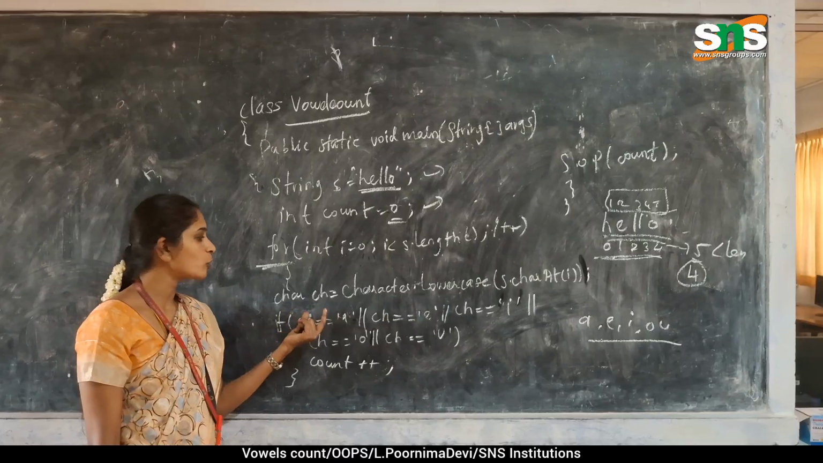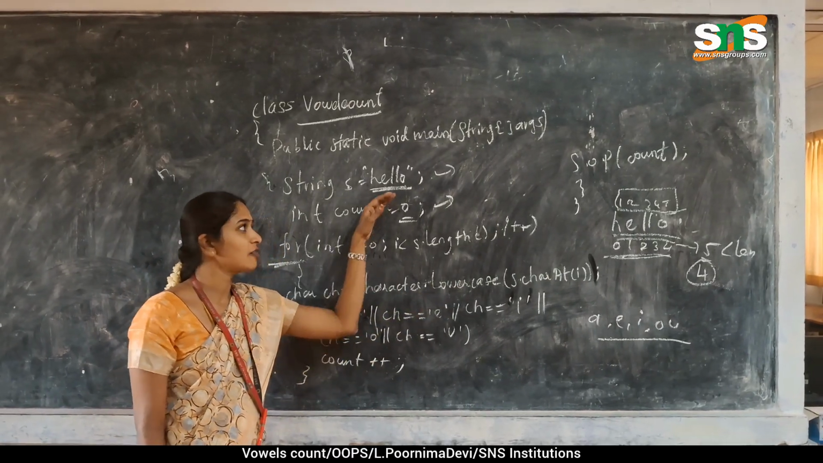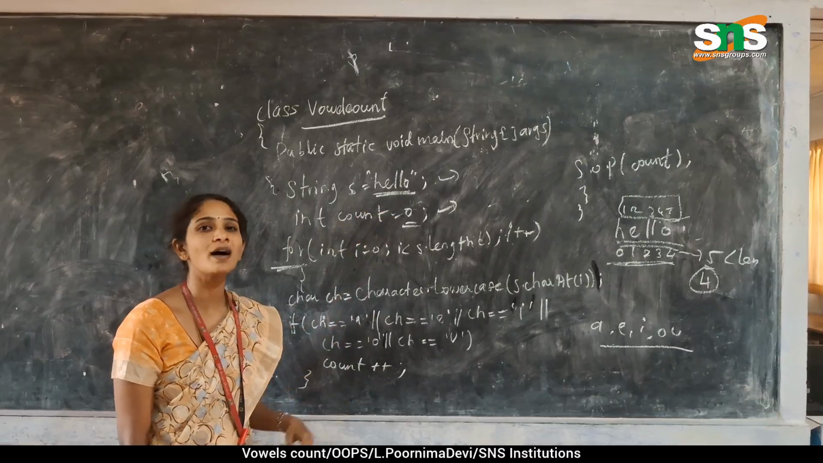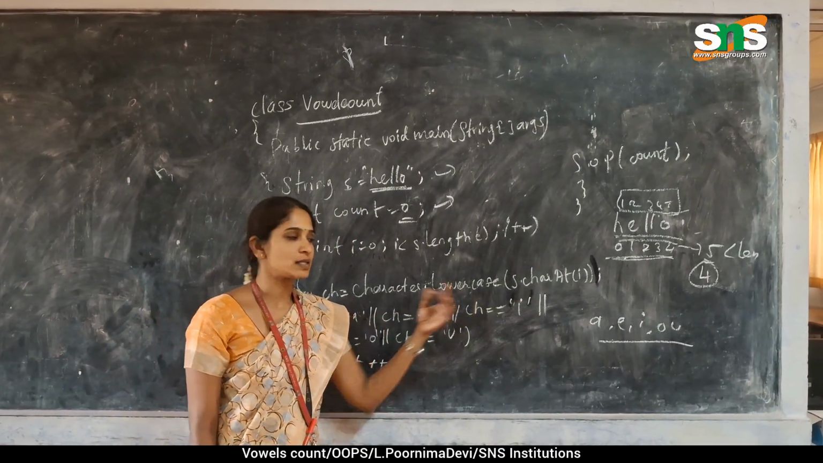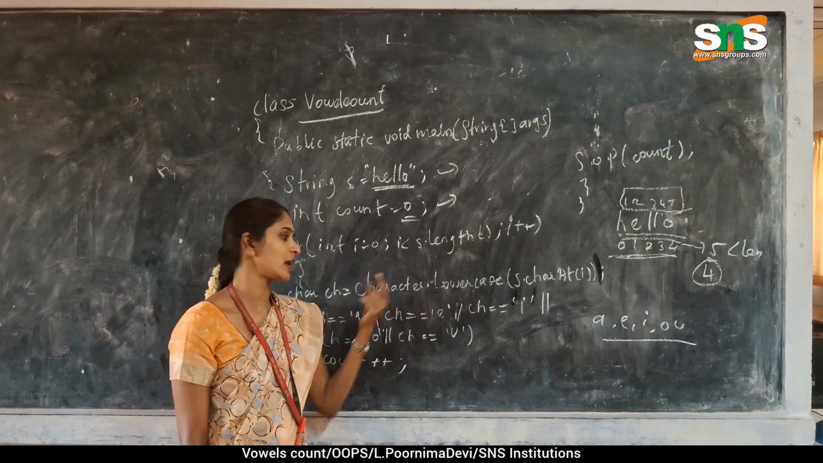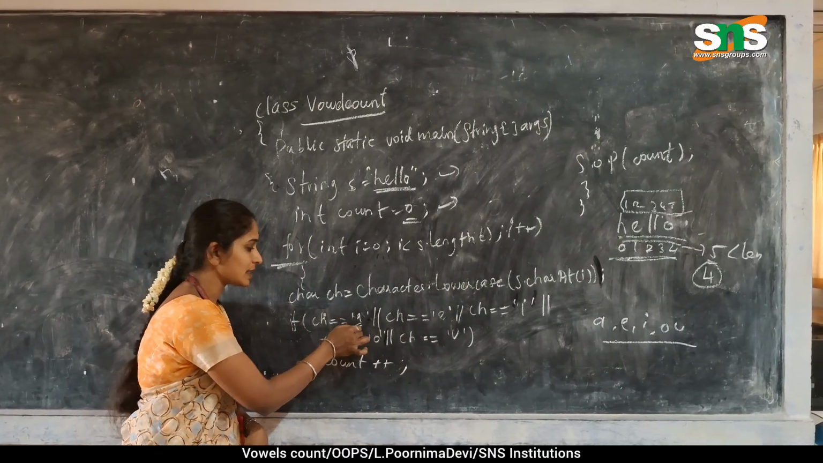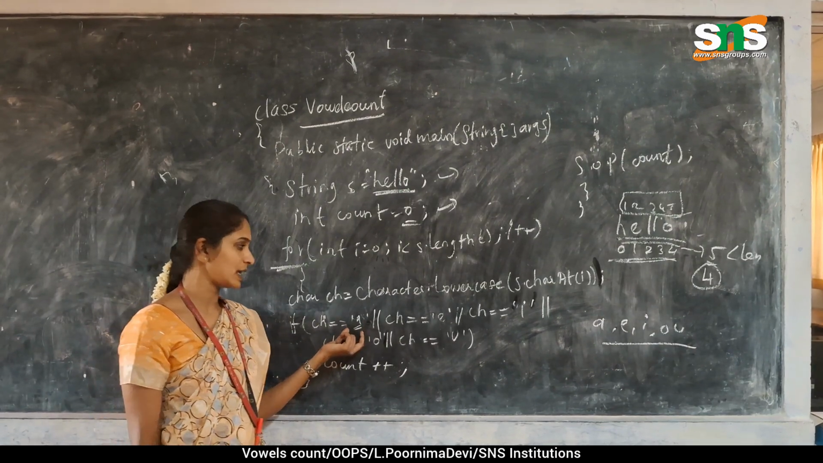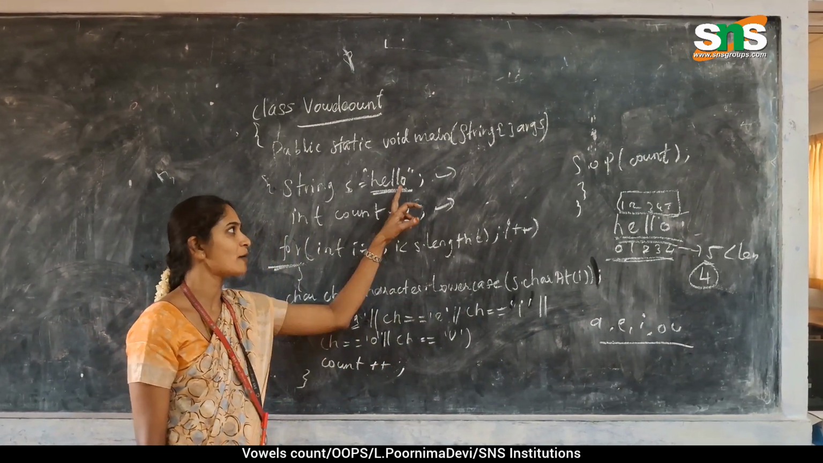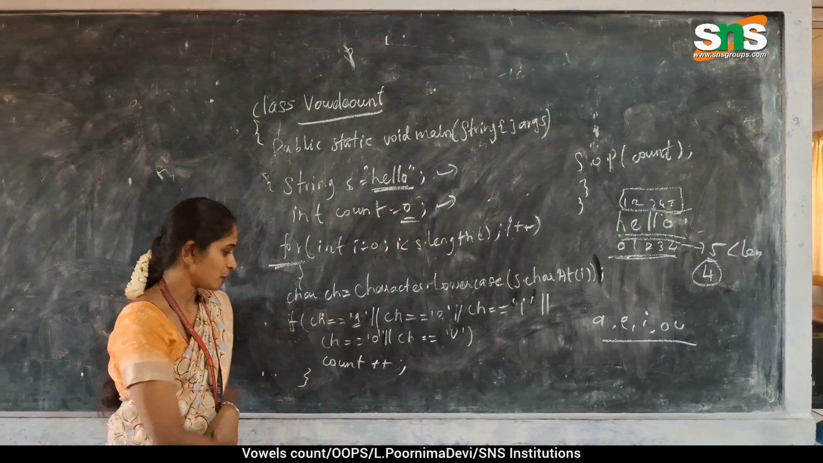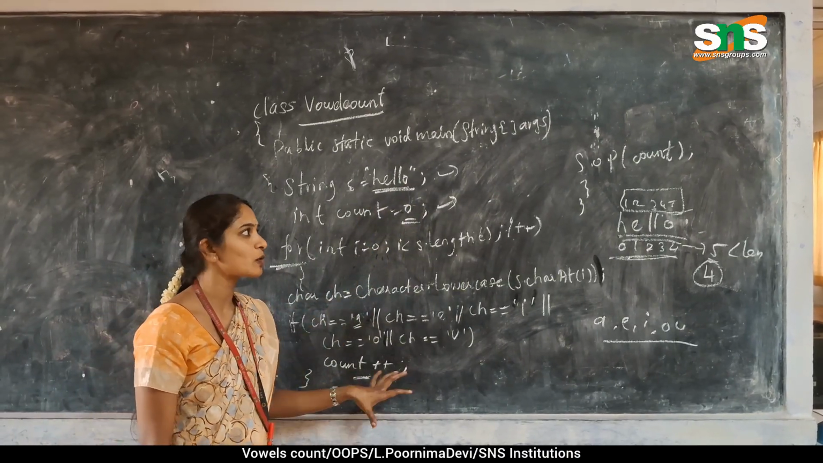In this I have to mention char ch equal to Character.toLowerCase. If the string value is in uppercase, it will be converted into lowercase, so that's why I mention this. After that we have to check the values: inside that character, if it is A, E, I, O, U. These are all the 5 values we have to check in that string. Then after that the count will be increased. So this is the program structure.